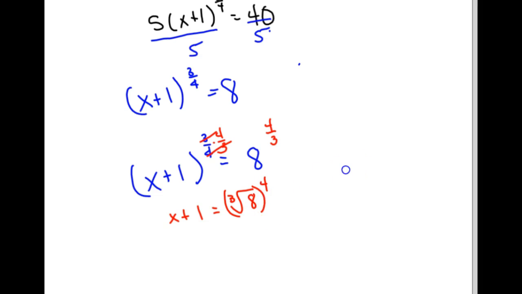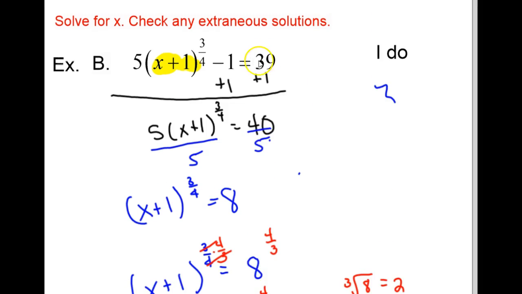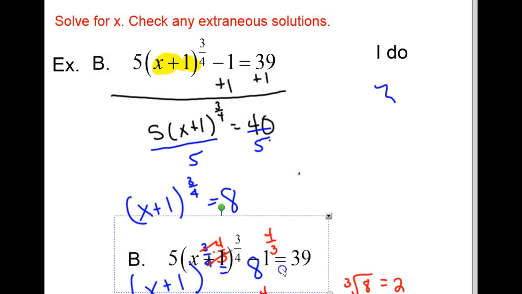So if I come over here to the side and I say, well, the cube root of 8 is 2, 2 to the 4th is what? 2 to the 4th is 16. So I get x plus 1 is equal to 16. And when I subtract, I get x is equal to 15. But remember, we have to check our work. So in order to check our work, I'm going to go grab this equation, clone it.